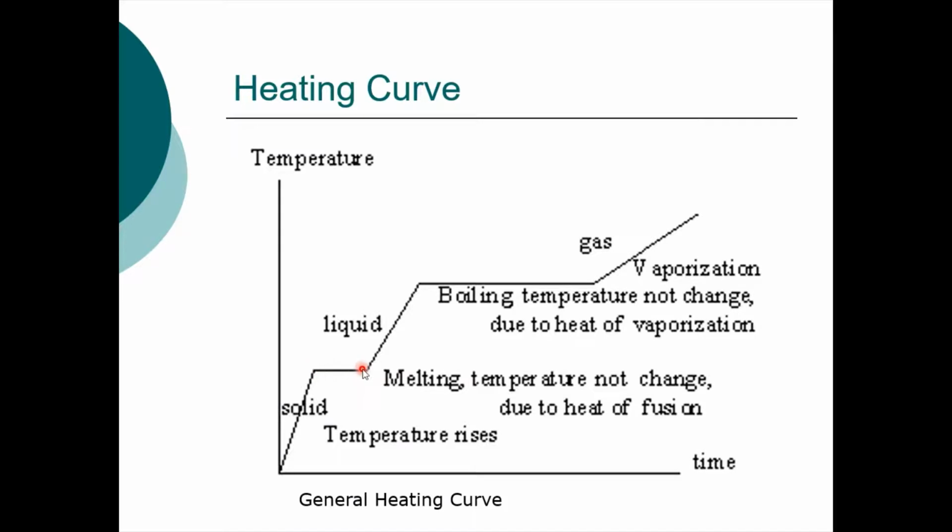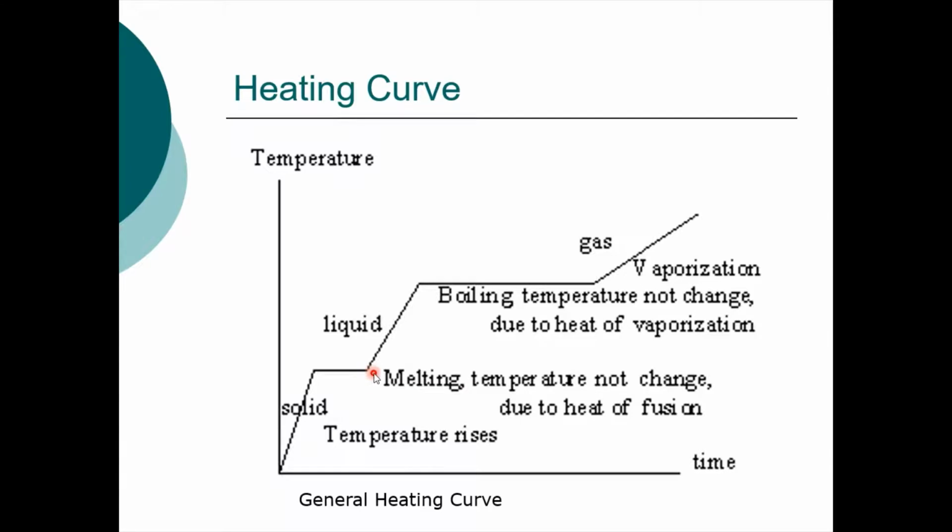What this flattening is telling you is that you're still putting in heat. If you're going from left to right on this graph, you're putting in heat over a given amount of time. However, because it's flat, that means the temperature is not rising. That's because the solid is turning to liquid. So this flat area right here is melting. Temperature does not change, but we're still putting heat in.